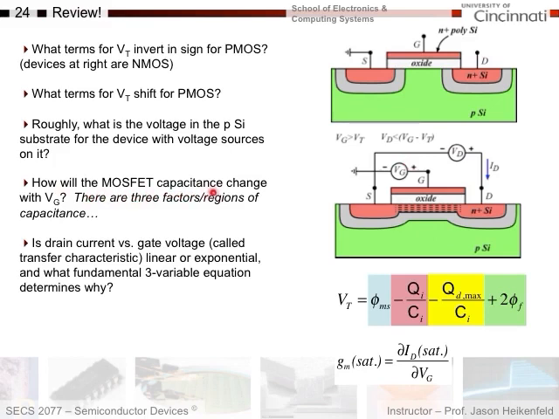How will the MOSFET capacitance change with gate voltage? So as I go anywhere from accumulation to depletion to inversion, how does that capacitance change? There are three factors and regions which we just showed on the previous slide.